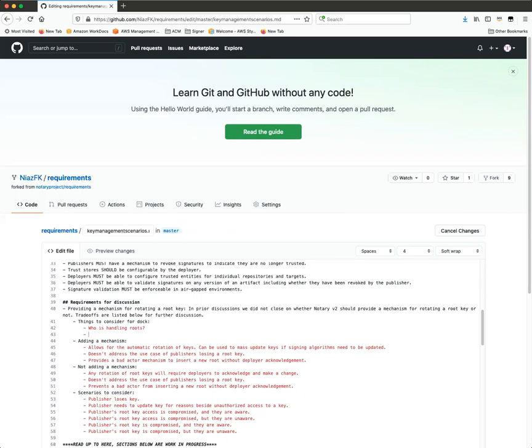So who's handling roots? Yeah, I guess, do they have the infrastructure to store them in separate hardware?